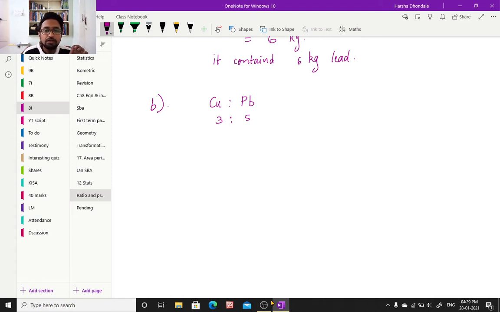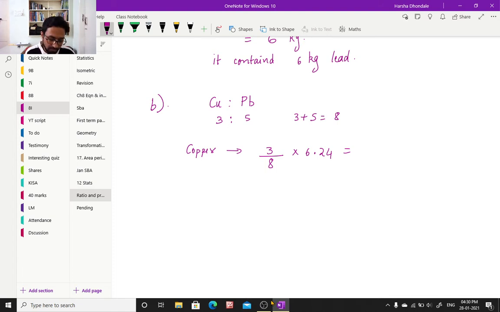Excuse me. Okay, so what I will do here is copper and lead are in the ratio 3:5. If I add 3 and 5, I get 8. Now 3 parts out of 8 parts will be copper in this alloy. Now out of 6.24 kgs, how much copper will I have? If it is 3 parts out of 8 parts, then in 6.24 kgs, how much will be copper?